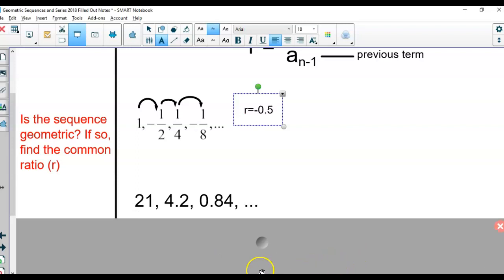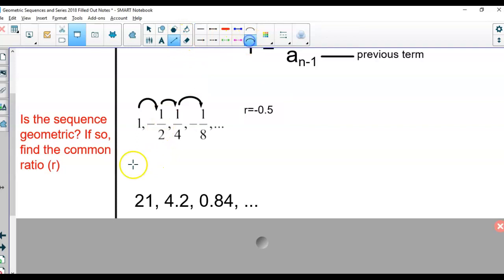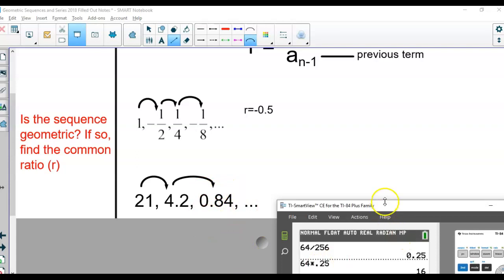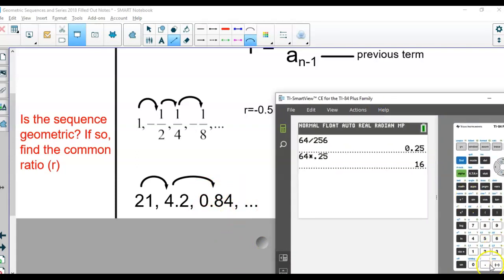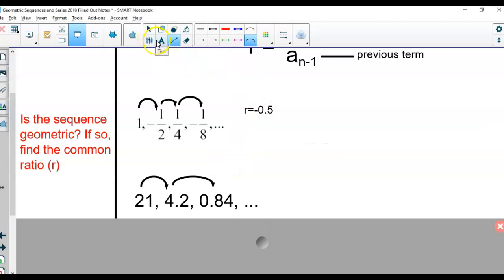Okay, so let's try it again. 21 to 4.2 to 0.84. So it doesn't matter which term you pick to find that common ratio. So let's take 0.84 here. So I'm going to go in my calculator and I'm going to say 0.84 divided by the previous one, 4.2. And that gives me a ratio of 0.2. Okay, so I'm going to write that down.